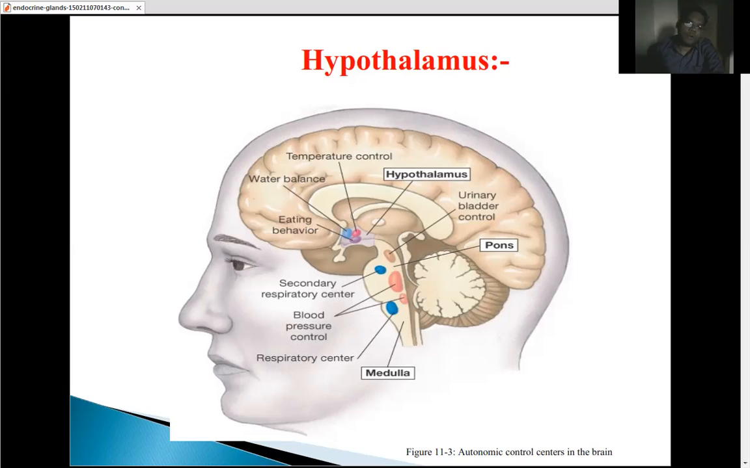First, we have to know the function of the hypothalamus. In the hypothalamus, lots of controlling units are present. One is temperature control; as you know, fever is controlled by the hypothalamus. Number two is water balance. Number three is eating behavior. Then urinary bladder control, blood pressure and the secondary respiratory center. So these are the control units of the hypothalamus.